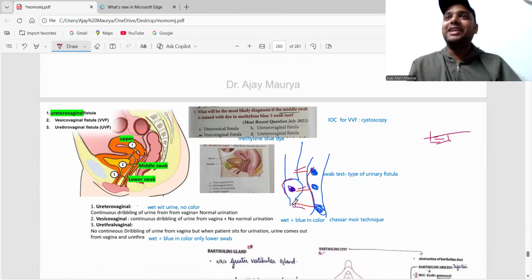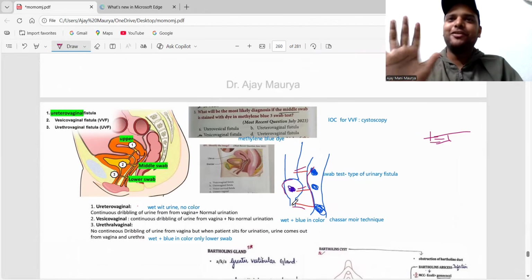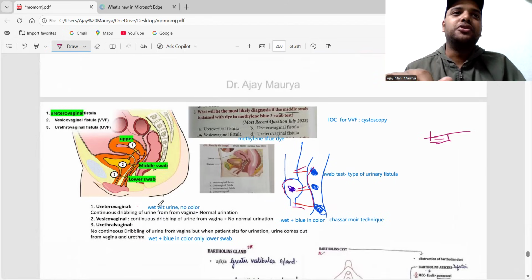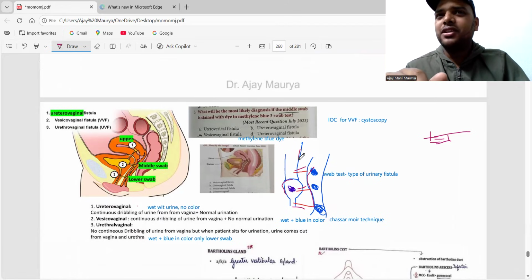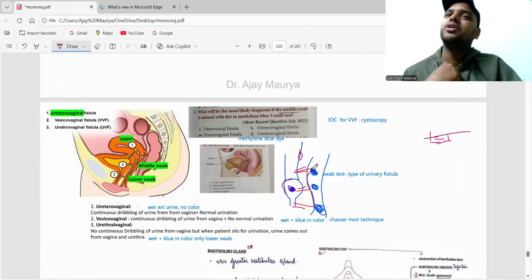What will happen if there is a fistula? First of all, coming to the ureterovaginal. If there is a fistula between the ureter and the vagina, what happens? Whatever urine is coming from the ureter will go from here. Where does it go? It goes to the vagina. Then there is dribbling of urine there.